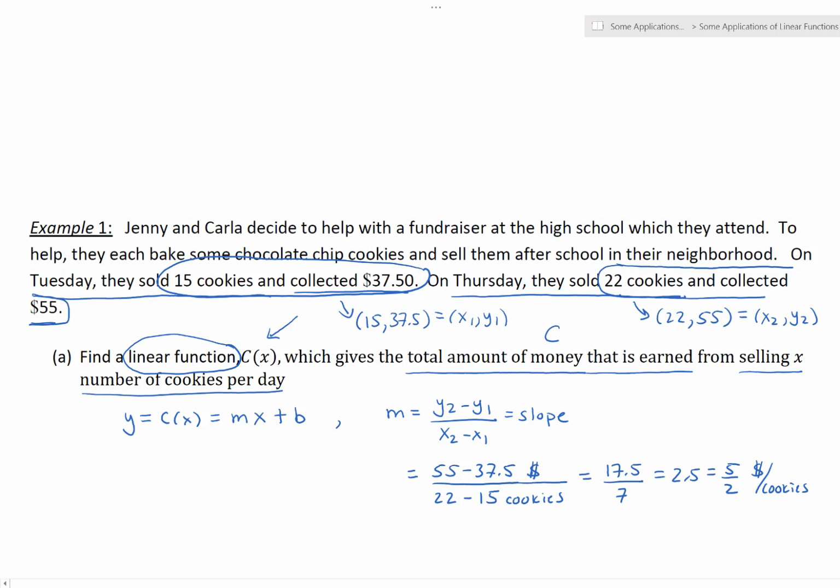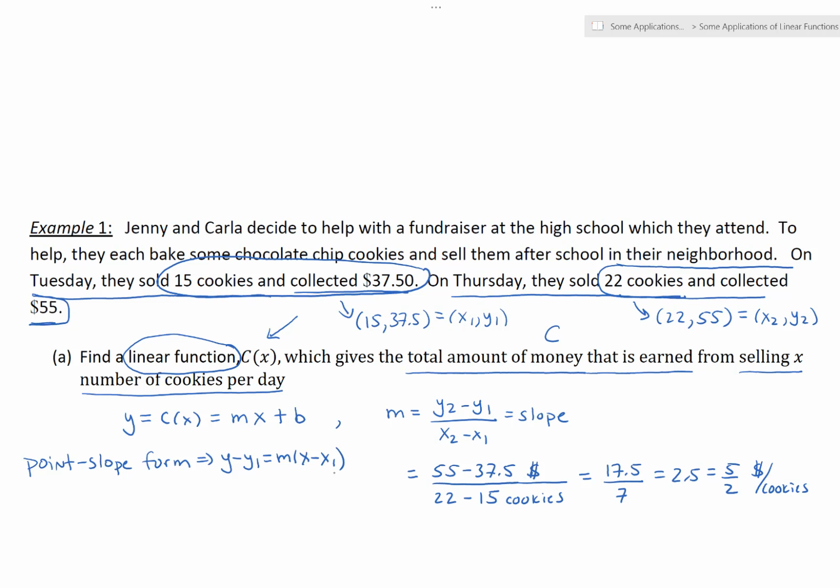So to do that, remember our point-slope form. The point-slope form of a line is y minus y1 is equal to m times x minus x1, where (x1, y1) is any point that we know on the graph of this line.